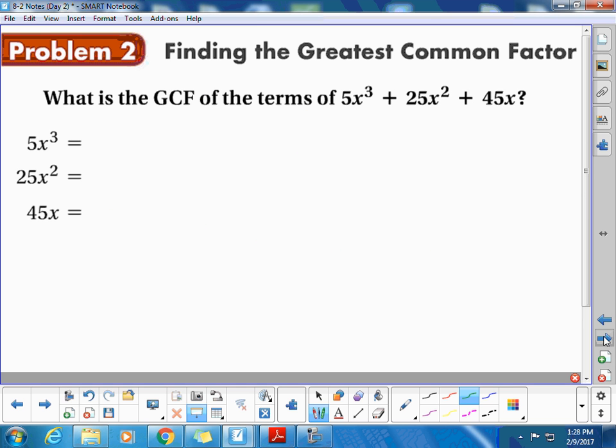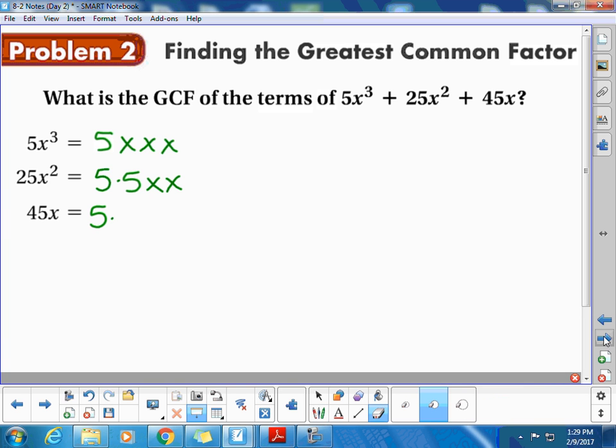So if we look at this, what is the greatest common factor of 5x to the third plus 25x squared plus 45x? Well, let's just write them out in prime factorization. So 5 I can't break down. 5 is just going to be 5. And then we have x times x times x, or x to the third. 25 can be broken down into 5 times 5. And we have x times x. And 45 is 5 times 9, which I'm going to break up into 3 times 3.